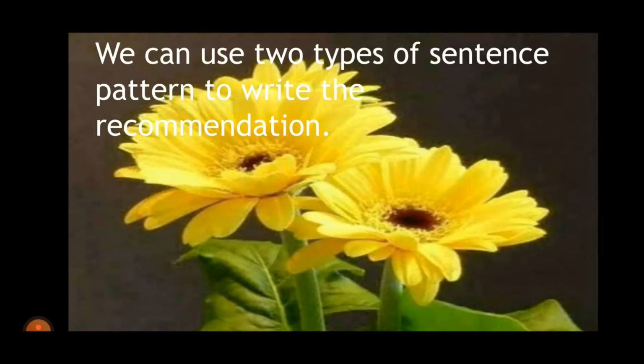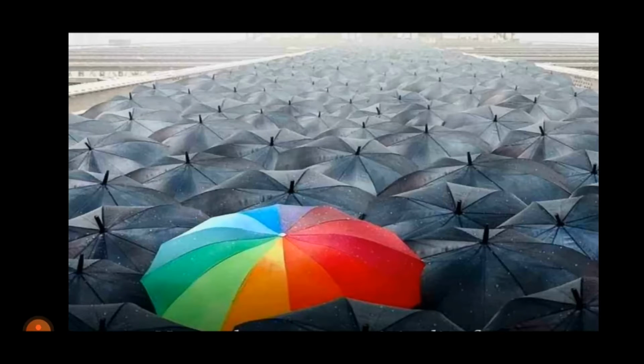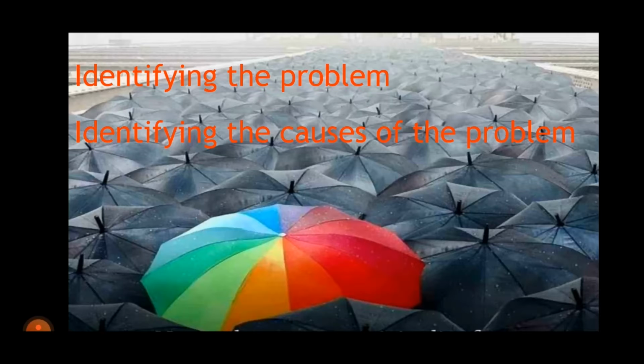Here we can use two types of sentence pattern to write the recommendation. The first one is "it is recommended that", or else you can write it as "suggested that". Now we will see the basic things for that. First of all, identify the problem. Second is the causes of the problem. You identify that too. The third one is analyzing the main cause. And the final one is writing the solution or the recommendation for the basic problems.